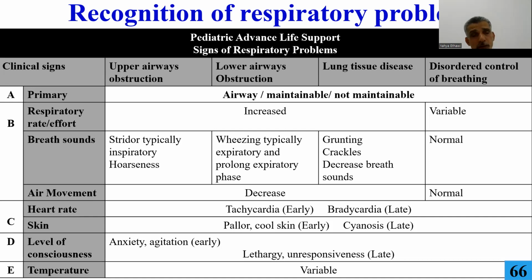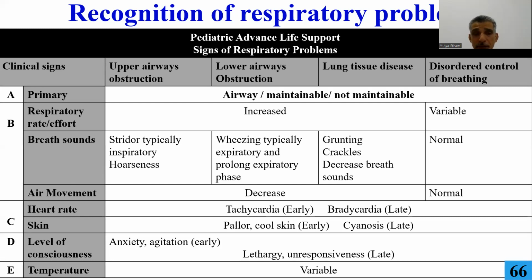So in the first thing, when we decide whether we have an airway problem, we just need to say that the airway is open, maintainable, or not maintainable. And when we say maintainable, that means we can open the airway with some simple maneuvers, such as chin lift and head tilt. When we say not maintainable, it means we need adjunct airways.